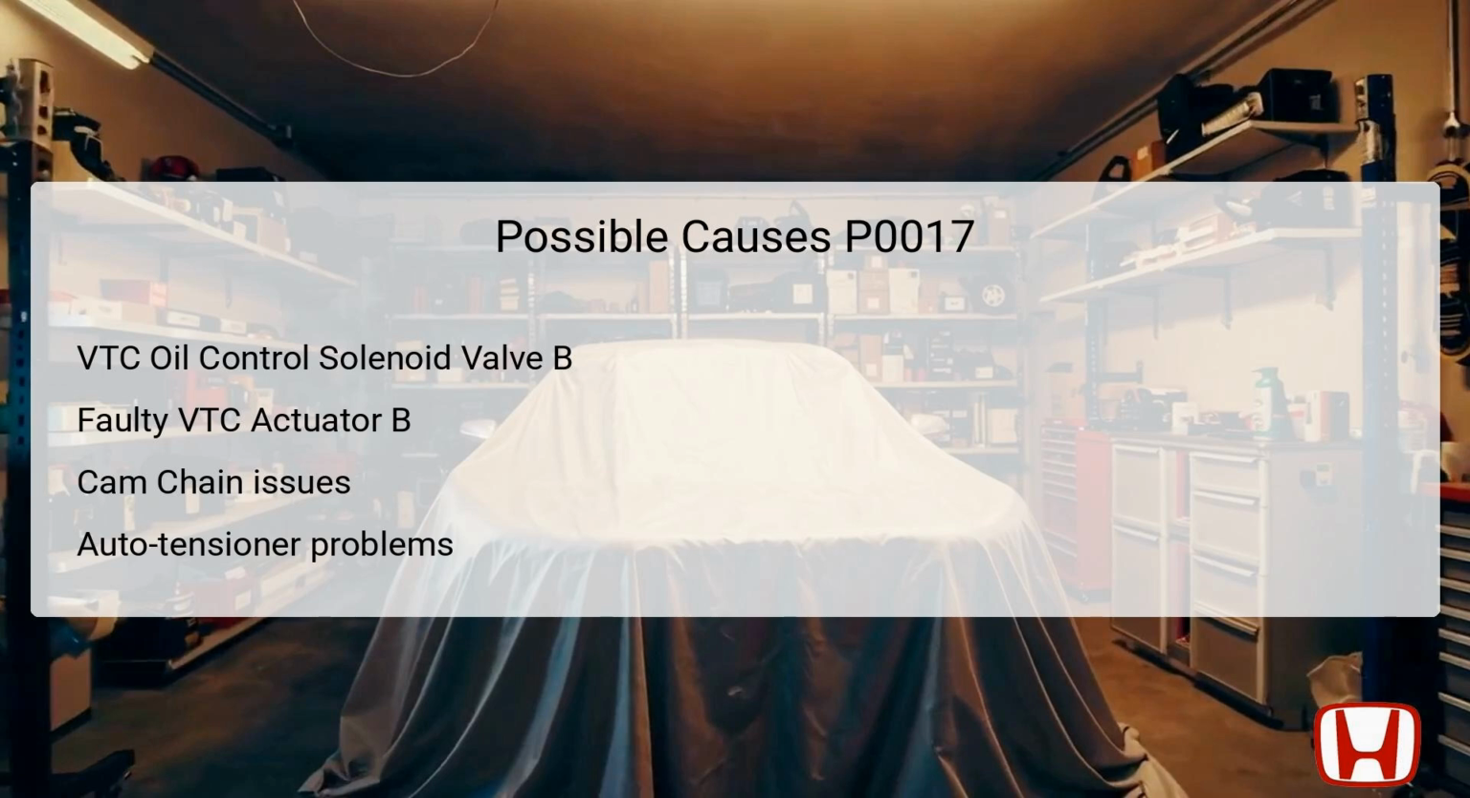Additionally, problems with the cam chain, such as excessive wear or damage, can significantly affect both the camshaft and crankshaft synchronization. Lastly, if the cam chain auto-tensioner is not working properly, it may lead to slack in the cam chain, thereby disrupting timing and causing the DTC to trigger. Diagnosing these components is critical in determining the root cause of the P0017 error code.